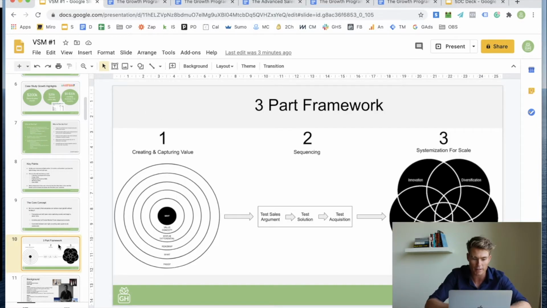So just in diagram form here, we use a value capture model to ensure that we create a valuable business that is targeted at a small niche. We then sequence, so we start by testing a sales argument. We then move on to testing the solution by building our product, and then we test acquisition channels. And by taking this sequence, what actually happens is it means that we are able to validate our idea every step of the way without burning a huge amount of cash.